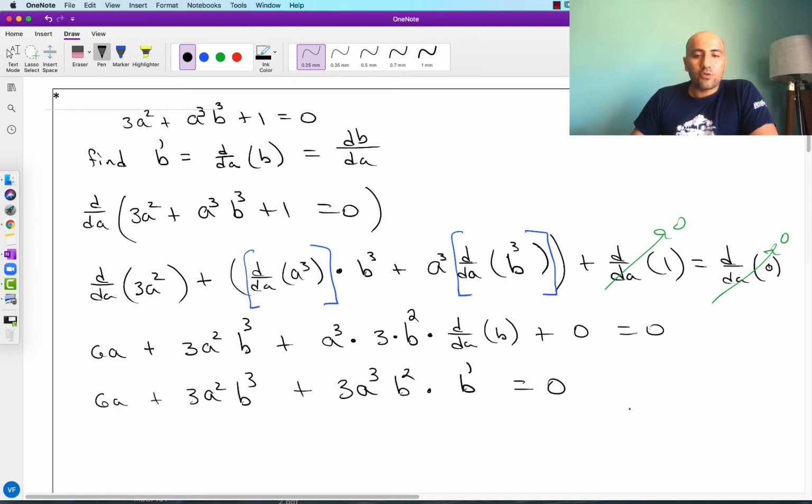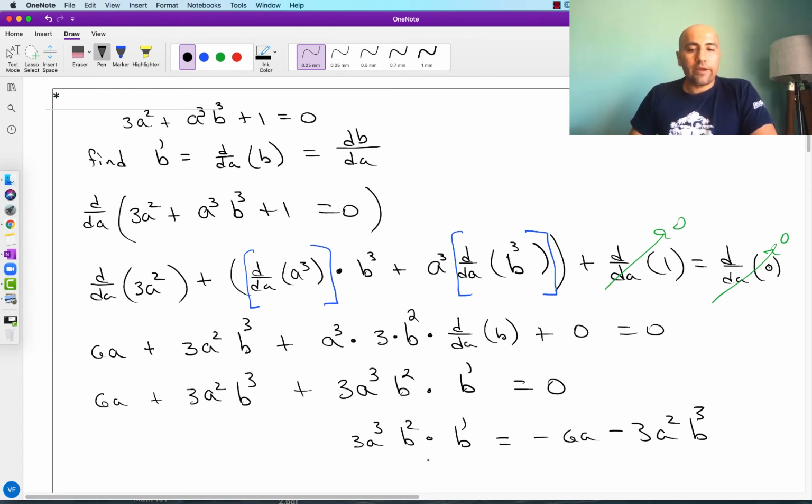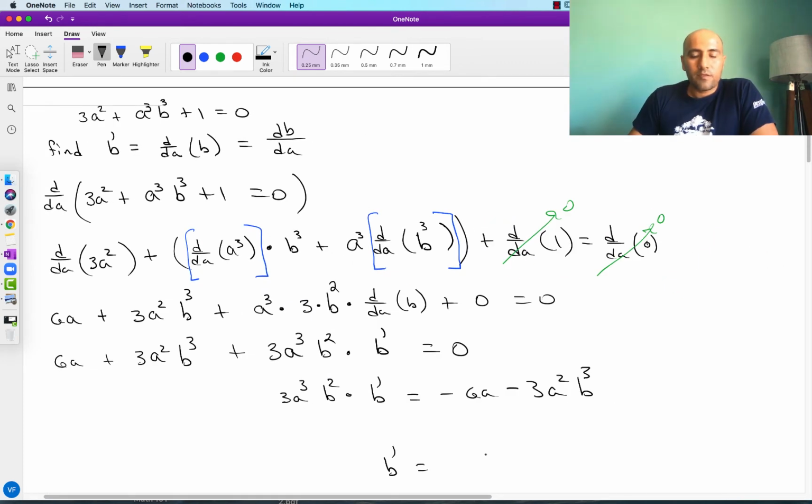Okay, so I'm going to move these two terms to the other side, and I get 3a cubed b squared times b prime equals minus 6a minus 3a squared b cubed. And finally, just divide both sides by 3a cubed b squared, and that'll be my final answer. B prime is going to be equal to minus 6a minus 3a squared b cubed, divided by 3a cubed b squared.